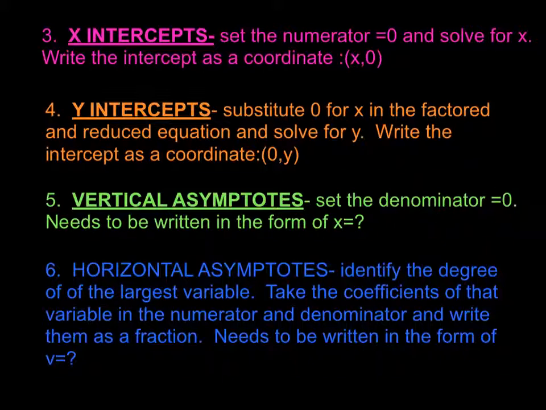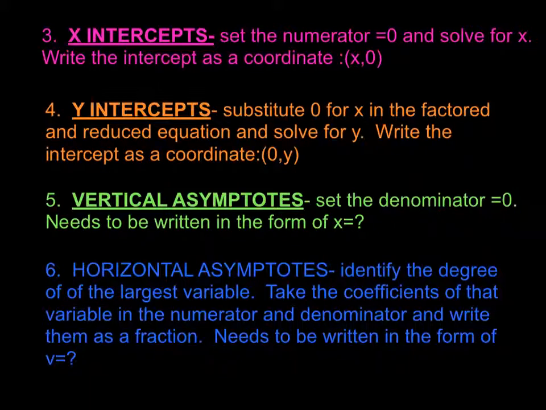Y-intercepts, you're going to substitute 0 for the x in the factored form and reduce the equation and solve for y. Again, you're going to write this as a coordinate, (0, y), and again, I will mark it wrong if you just say y equals whatever. Because when you say x equals something and y equals something, you're talking about vertical lines, which is my next step. You're going to find vertical asymptotes.